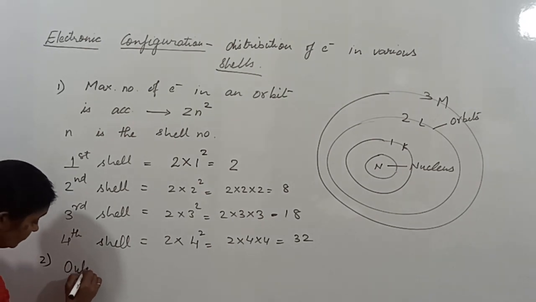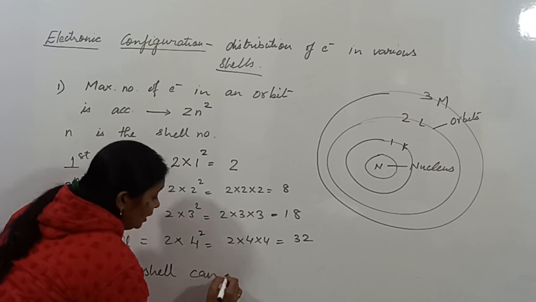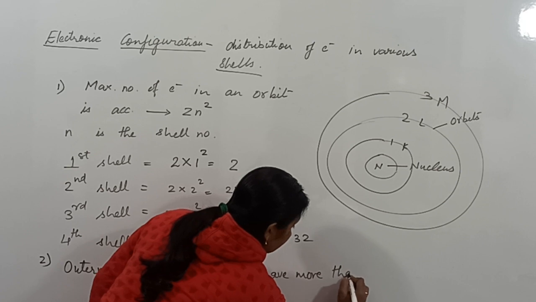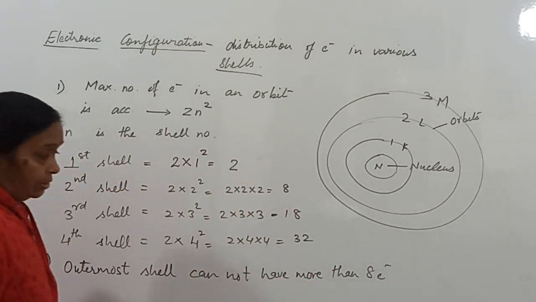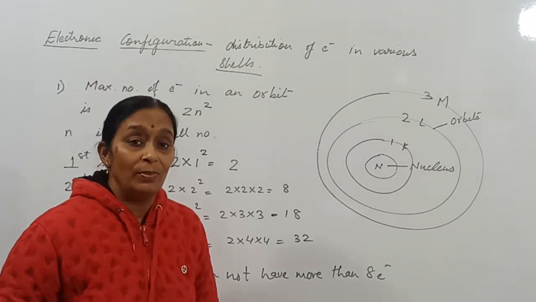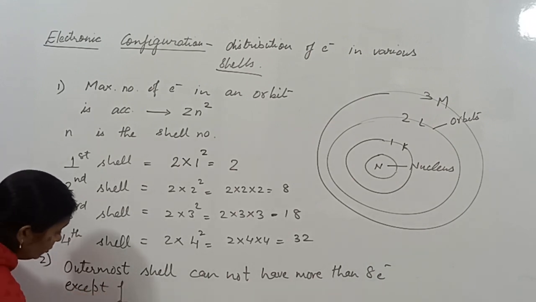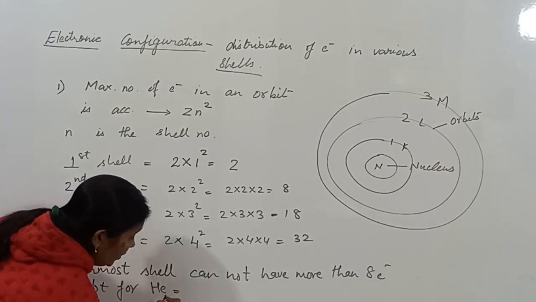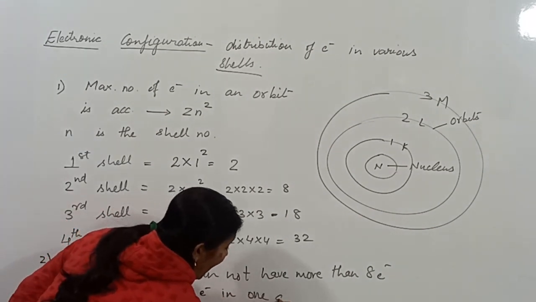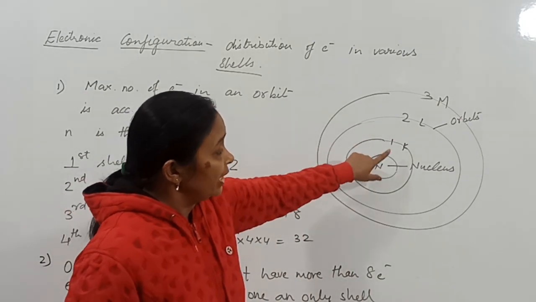So the next rule is that the outermost shell cannot have more than 8 electrons. Because if the outermost shell has 8 electrons, then the atom is considered to be stable, except for helium, which has 2 electrons in its one and only shell. Because in helium there is only one shell outside the nucleus.